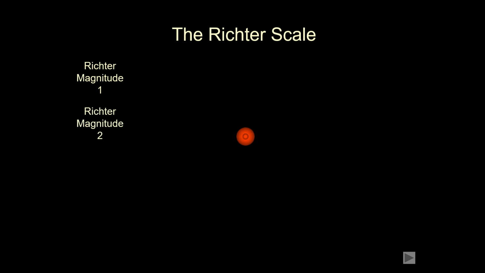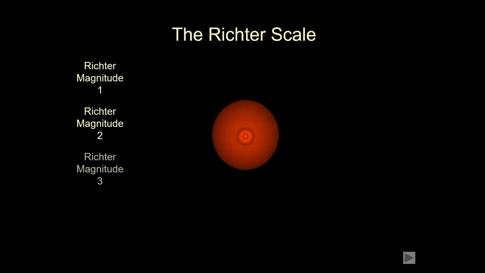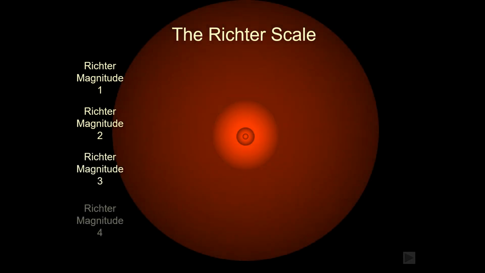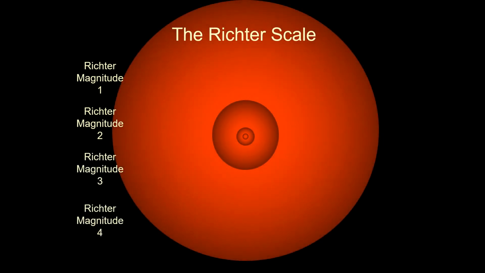So Richter magnitude 1 to 2 is 10 times, then 2 to 3 is 10 times, then 3 to 4 is 10 times larger. So it's a logarithmic scale. So when you see a Richter magnitude of 5 and 6, that means 6 is 10 times bigger than 5. So make sure that you understand that change in the Richter scale.